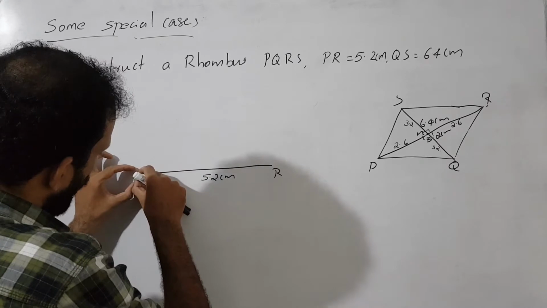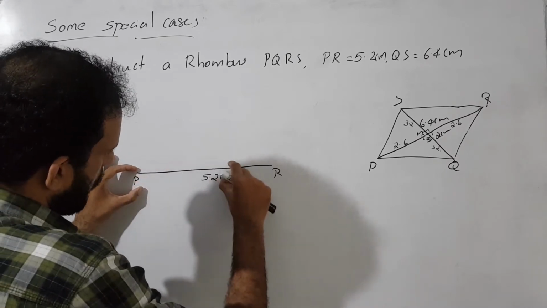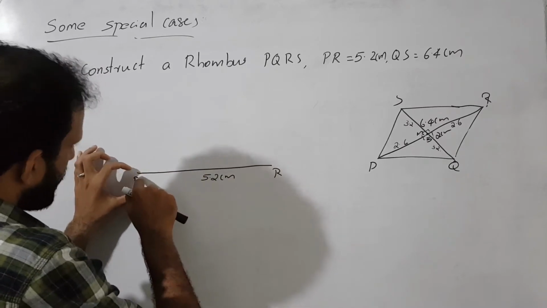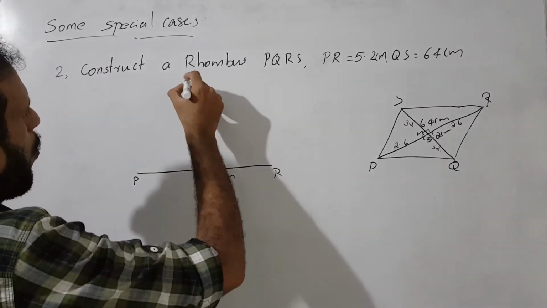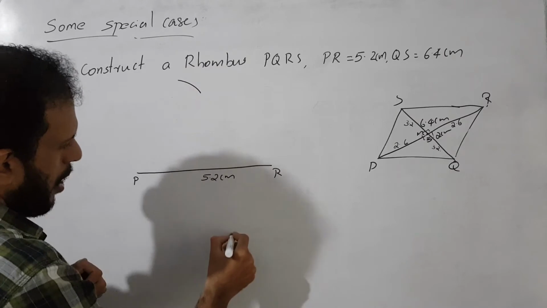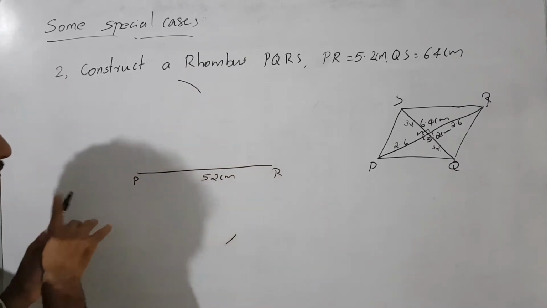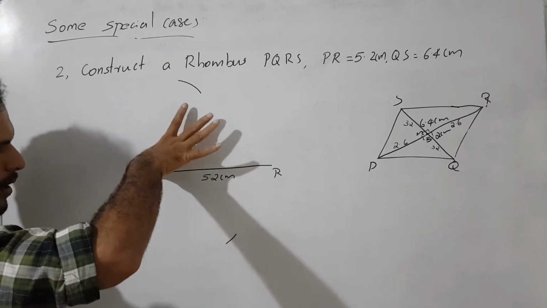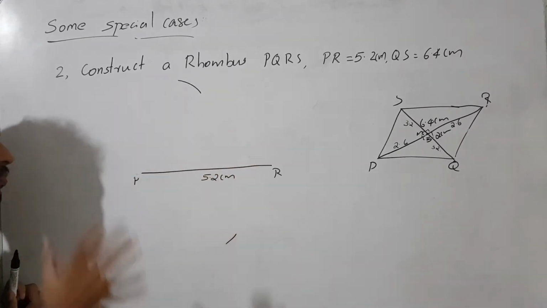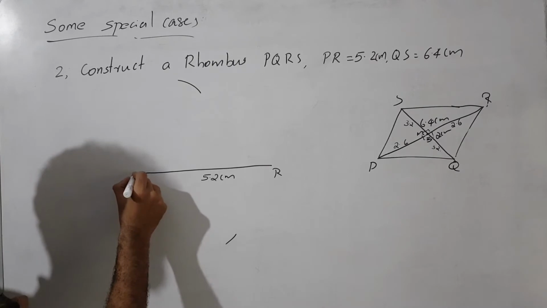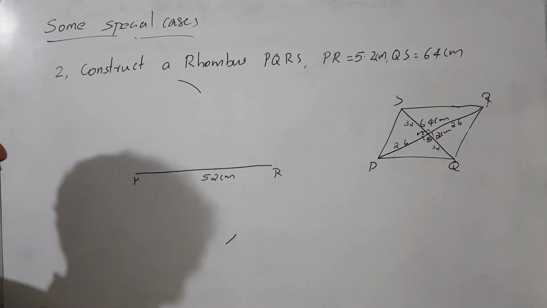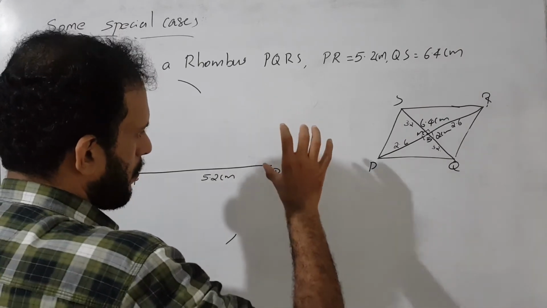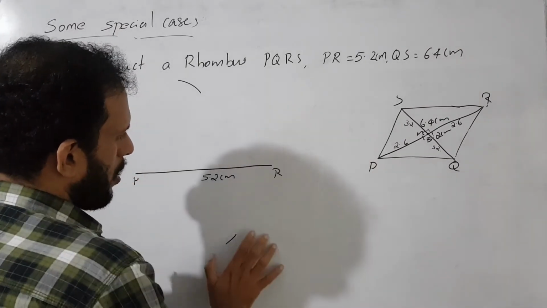We keep the compass on P, take a measurement more than half of PR, and draw the arc, one arc up and one arc down. Okay, with the same measurement, we do not change the compass.